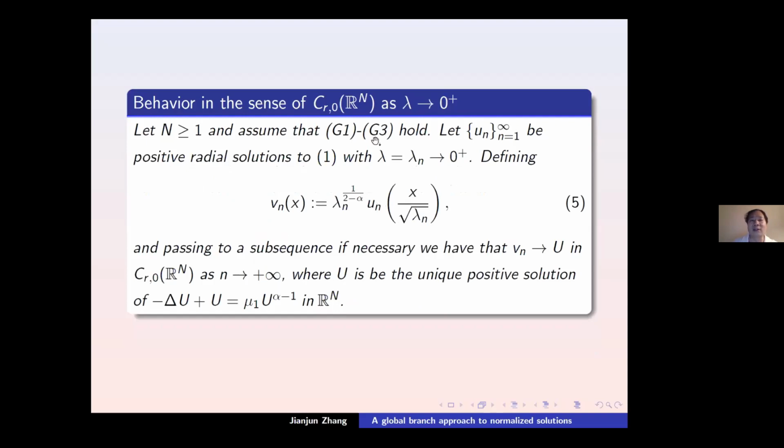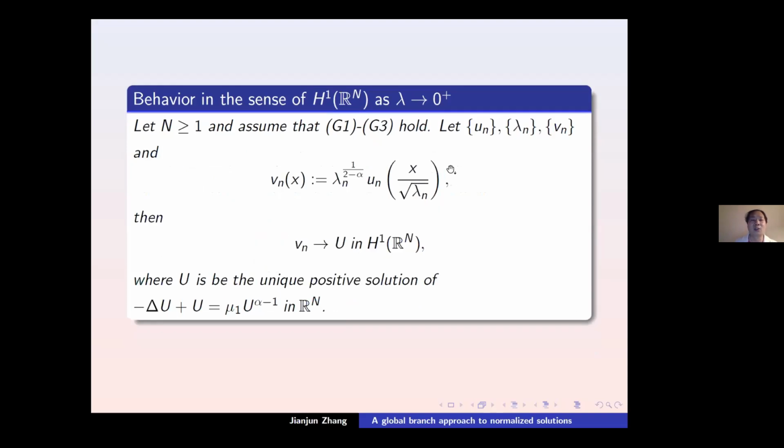Also, we know the following behavior of the solution as lambda goes to 0. Also, we know a similar result in the sense of H^1, the space H^1. The result is very similar, but we just consider the similar problem in a different space.